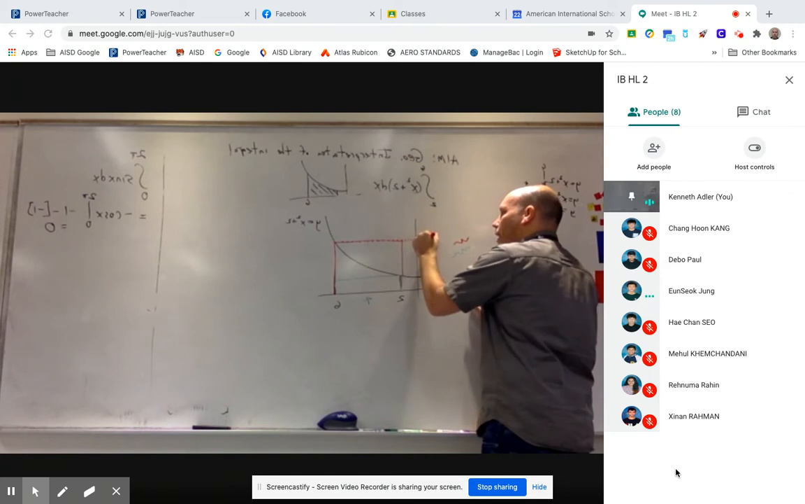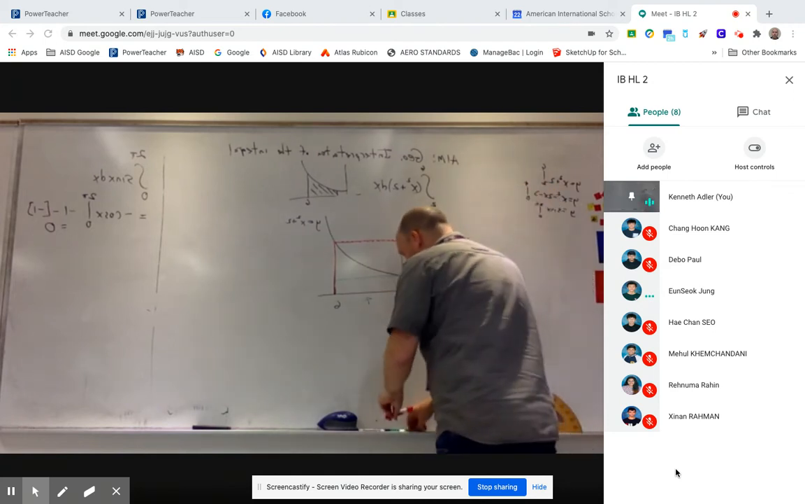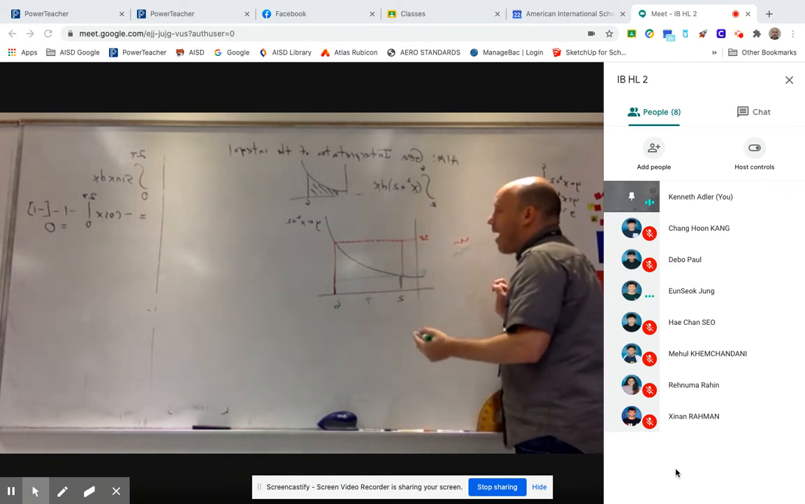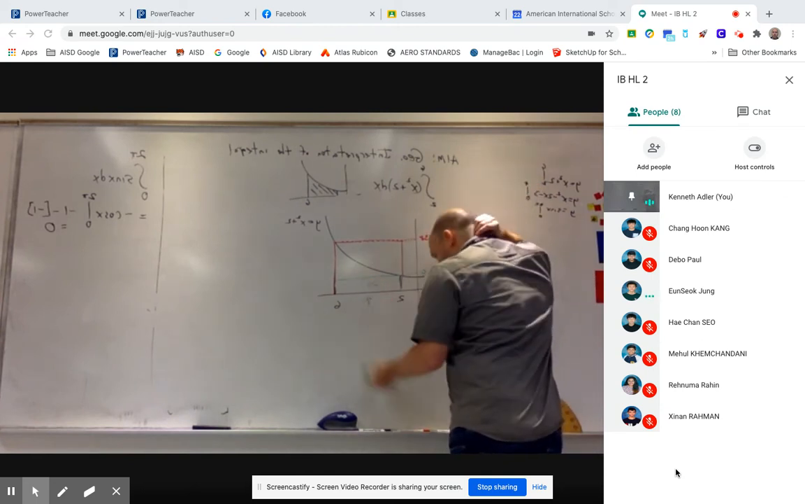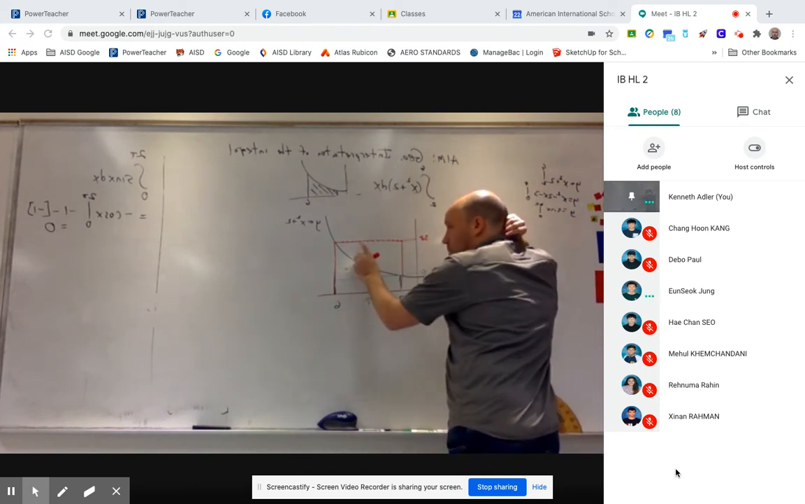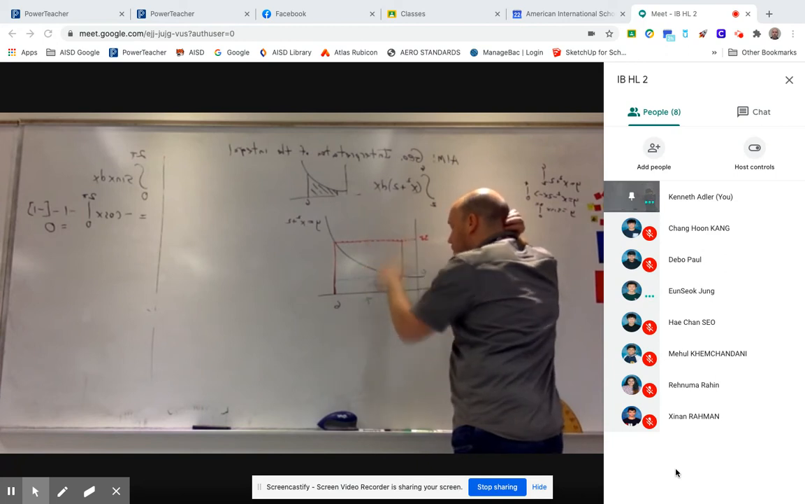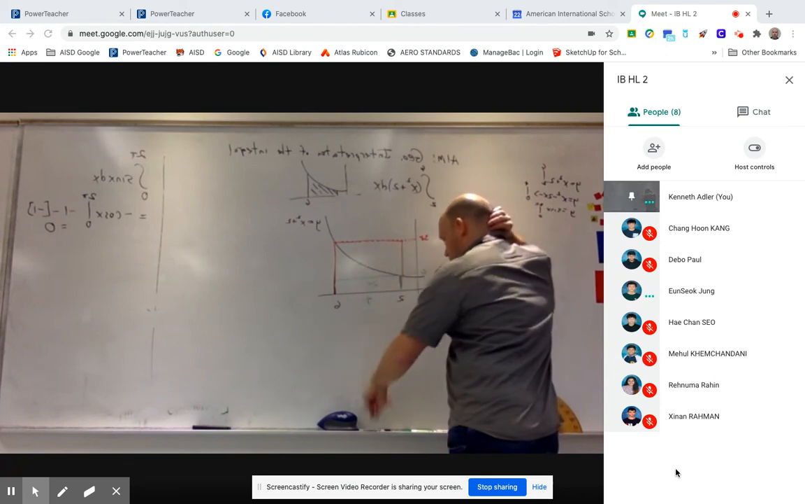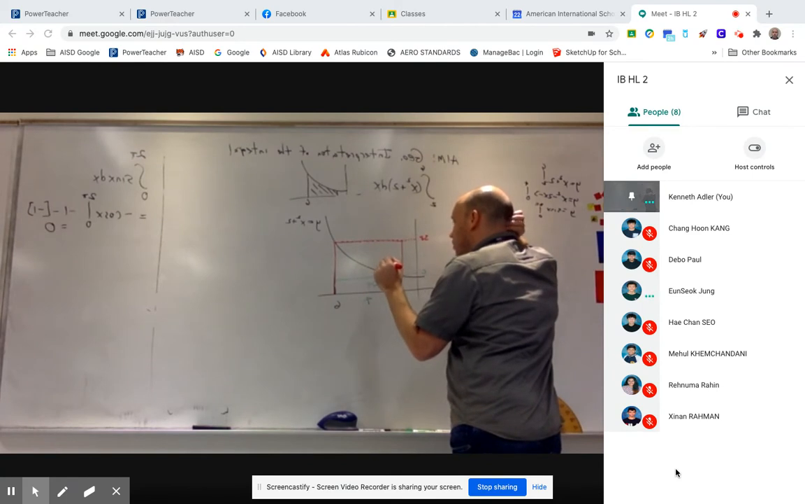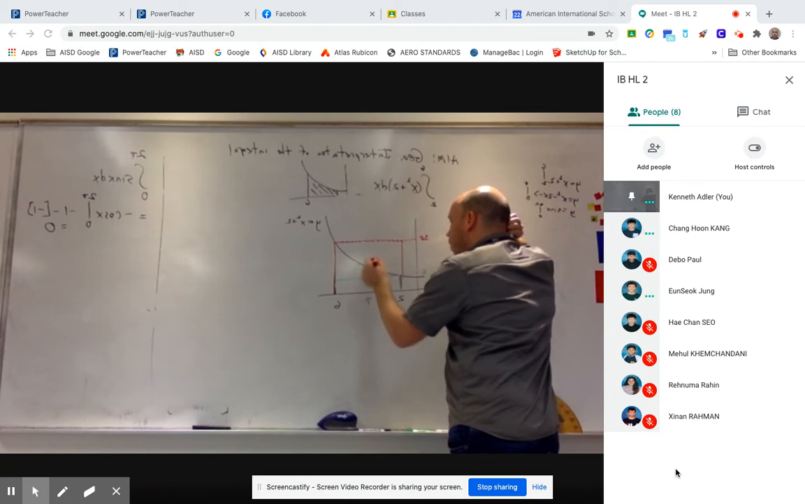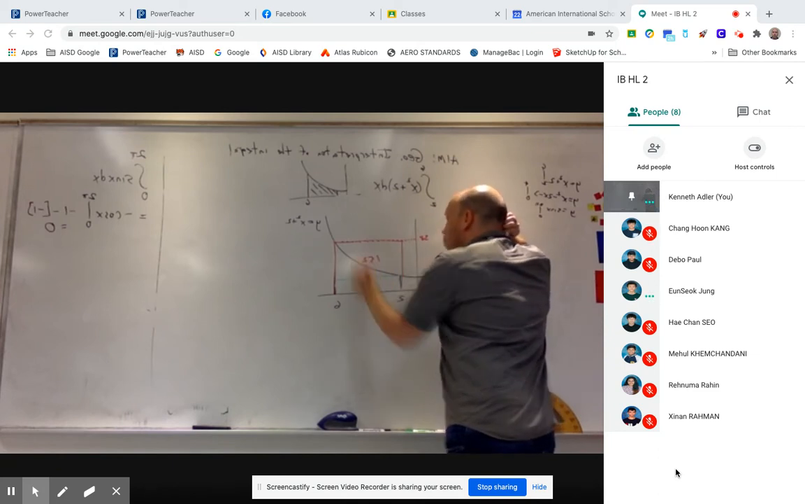38. Okay, so what is the area of the green rectangle? 24. And what is the area of the red rectangle? 228. I'm sorry? Actually, no. 152. 152.